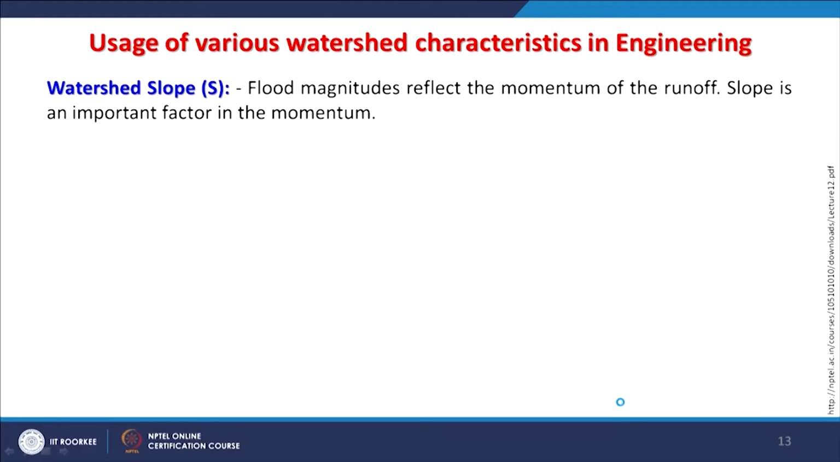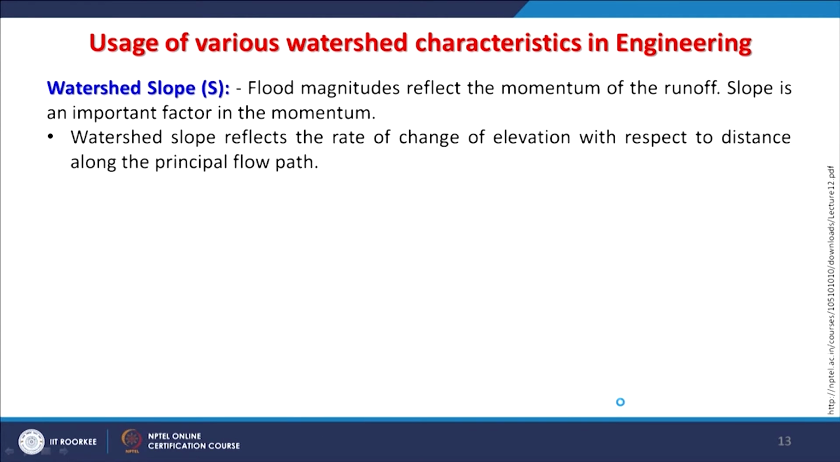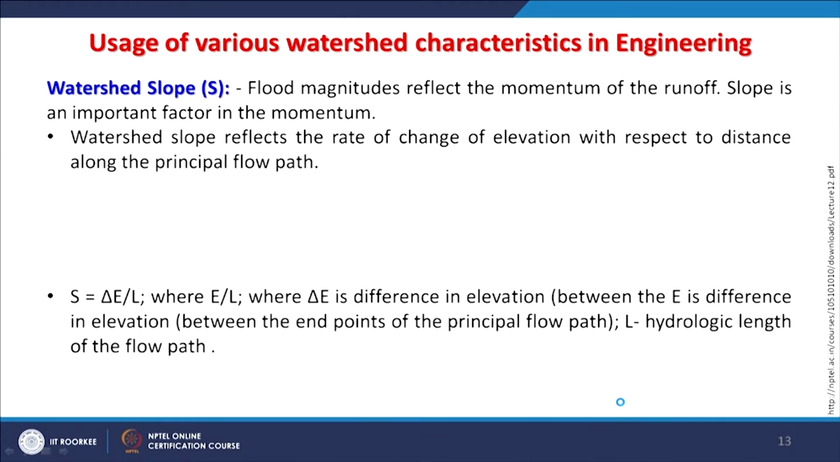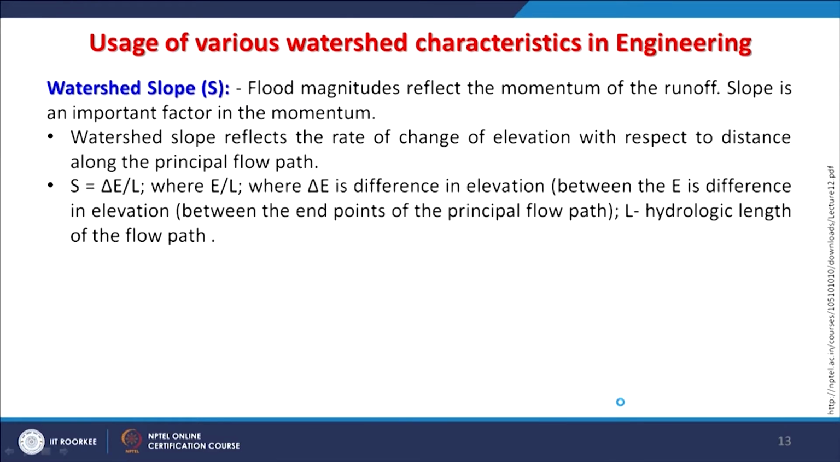Watershed shape I have already discussed, which plays a very important role in flood magnitude assessment, and then of course the slope will also play a very important role. And here we can utilize S equal to delta E upon L, where delta E is the elevation difference between the end point and the start of the principal flow path, and L is the hydrologic length of the flow path.